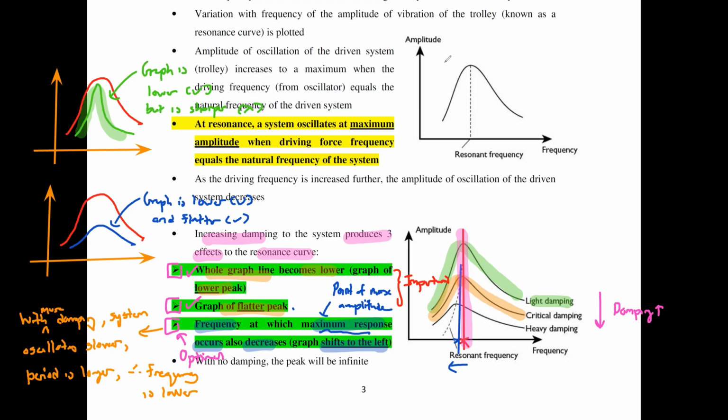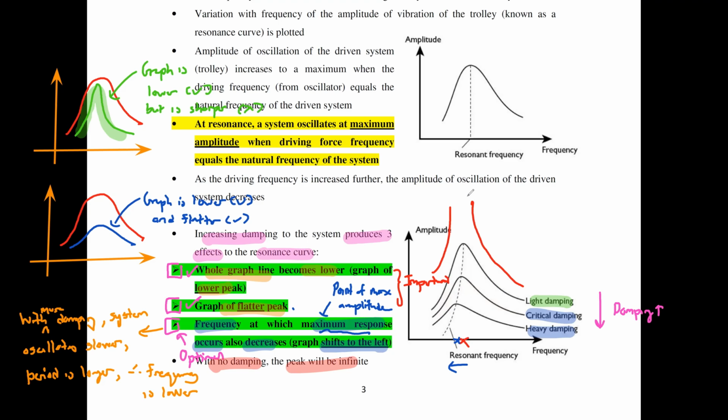Then last thing I should probably mention to you is this. The graphs that you see here all have damping inside, from light damping to critical damping to heavy damping. What about a case where you have no damping? Now, if you have no damping, your resonance curve will have an infinite peak, okay? So what I mean by that is that if I try to draw a graph with no damping, it by right should look like this.